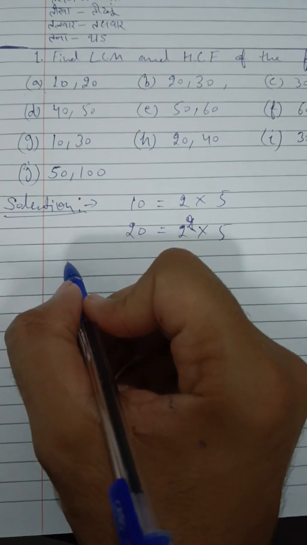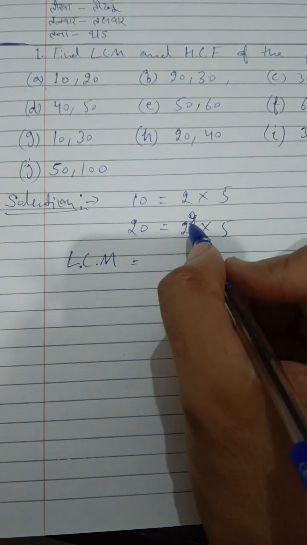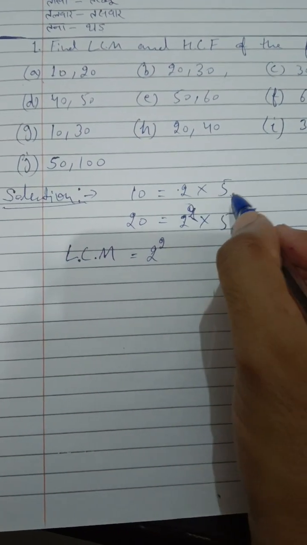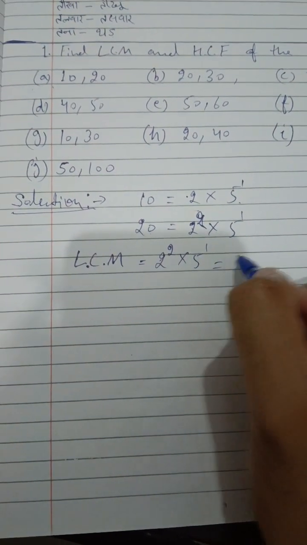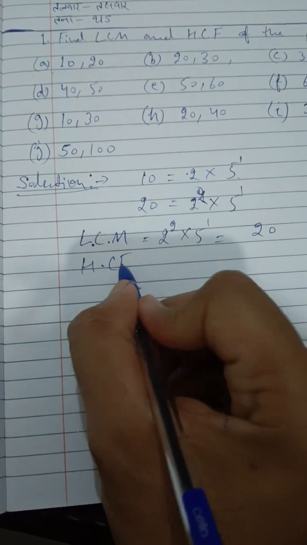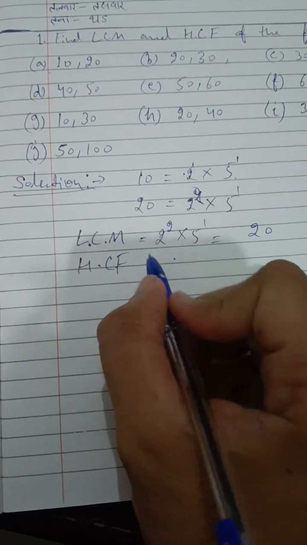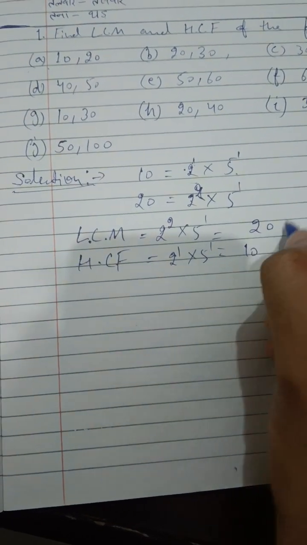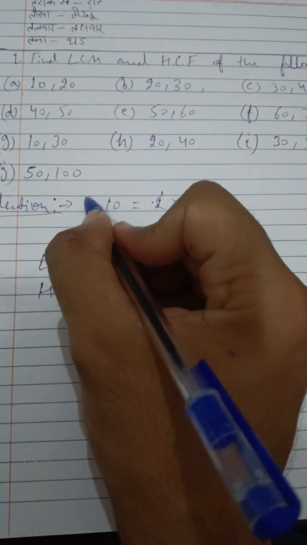So LCM will be the product of the highest powers. Here it is 2 square, 2 is present in both, 5 is also present in both, but with the same power, so we will use this. So LCM is 20. And what about the HCF? HCF is the lowest powers present, so HCF is 2 to the power 1 into 5 to the power 1, which means 10. This is the answer of part A.